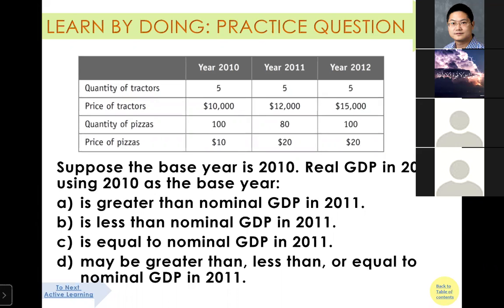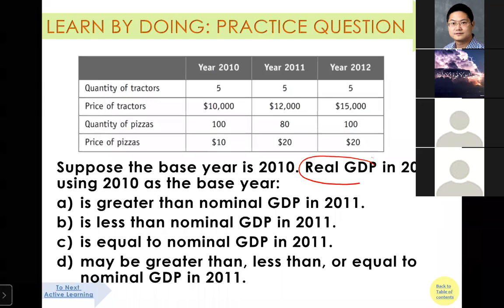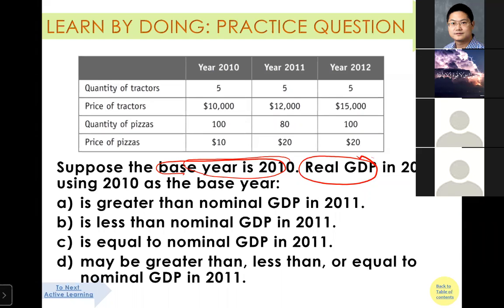So the same table we just saw, but now we want to find out real GDP. And the base year we use is 2010, meaning whenever you calculate 2010, 2011, or 2012, we always use the price here. Let me give you examples. Let me just calculate 2 years. If we look at real GDP of 2010, real GDP 2010 equals 5 times plus, so this is 2010.